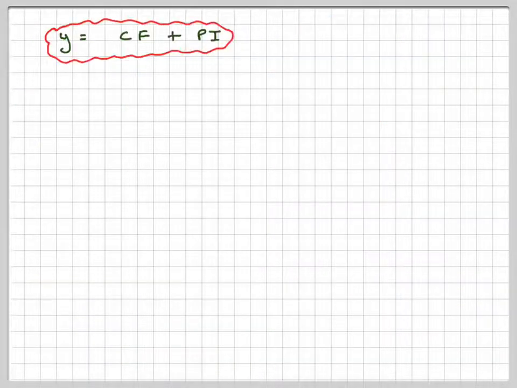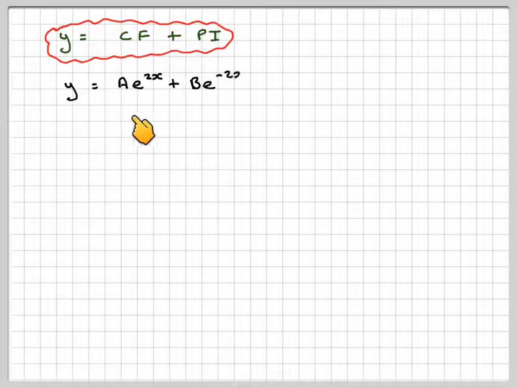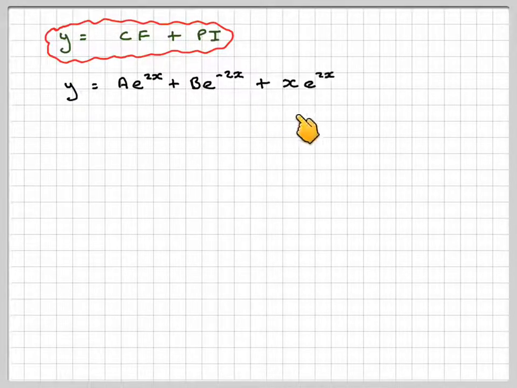So our total differential equation solution, y is equal to the complementary function plus the particular integral. So it's going to be y equals a e to the 2x plus b e to the minus 2x plus our particular integral, which is x e to the 2x.